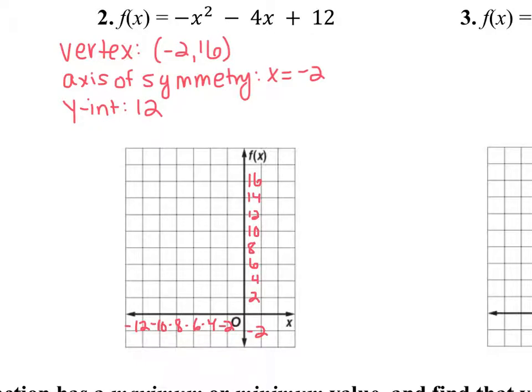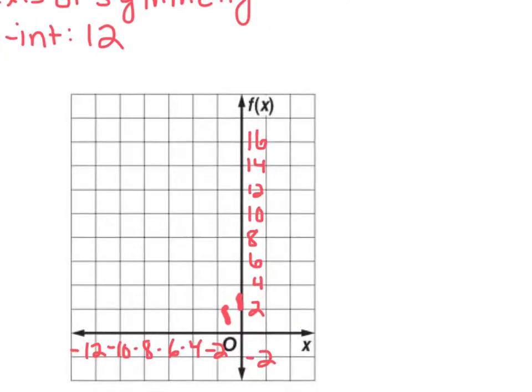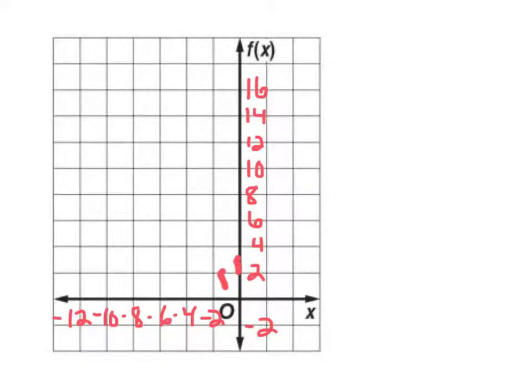Okay, now let's plot the vertex, negative 2, 16. So that's going to be, ignore those 2 lines right there. It won't let me erase it. So negative 2, 16 will be right here, and we're not going to be able to fit a ton of spots. Oh wait, this is opening down, just kidding. And then we can fit our y-intercept of 12.